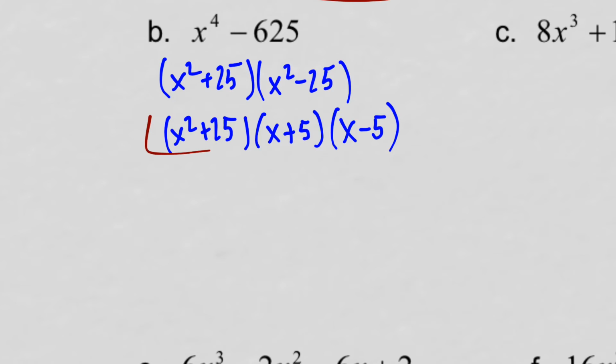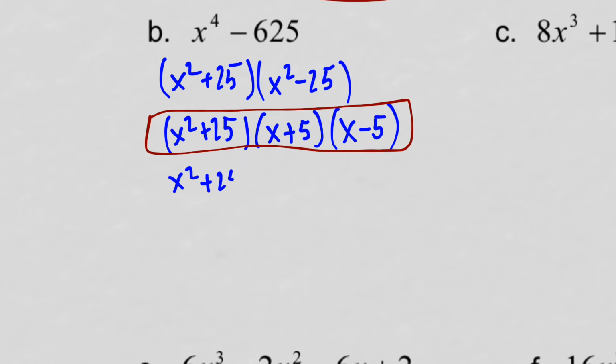Usually this is enough. Okay, and it's correct if we're factoring over the reals. But if we're including imaginary numbers and imaginary solutions, we can actually keep going with this one. Because if we set it equal to 0, we're going to get x squared equals negative 25. And then we take the square root of both sides.